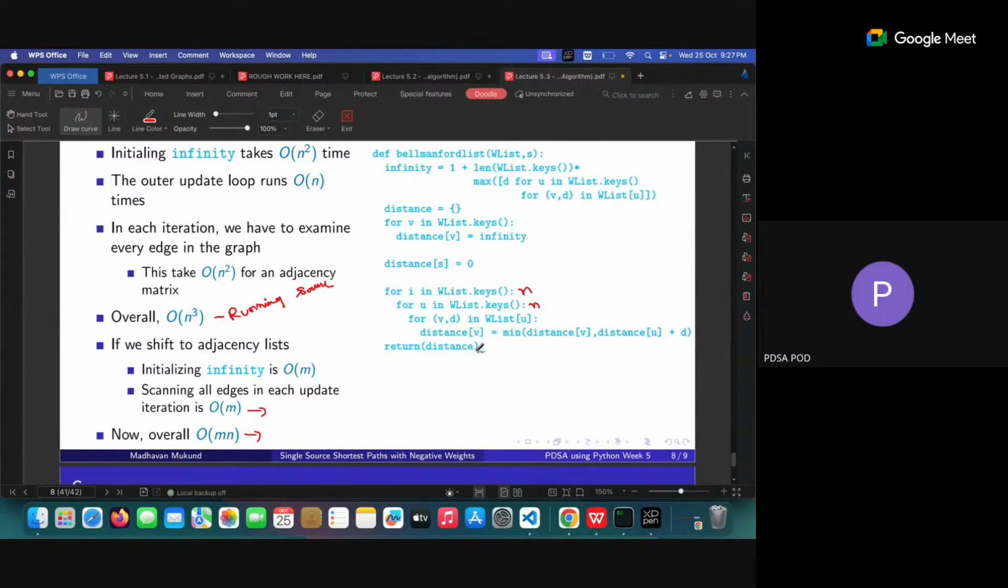Shifting of the elements is reduced. Like in the adjacency list, it should be m plus n? No. M into n, O of mn. mn means it's multiplication, it's not m plus n. Here, no symbol is given, so it's m into n only, not m plus n.